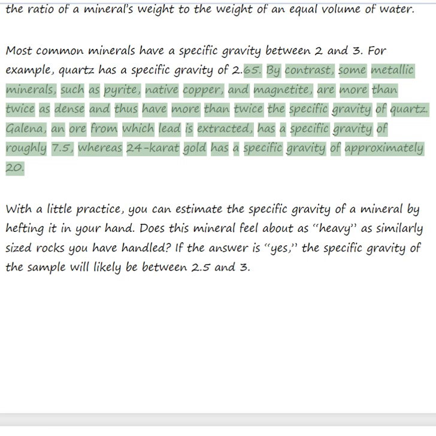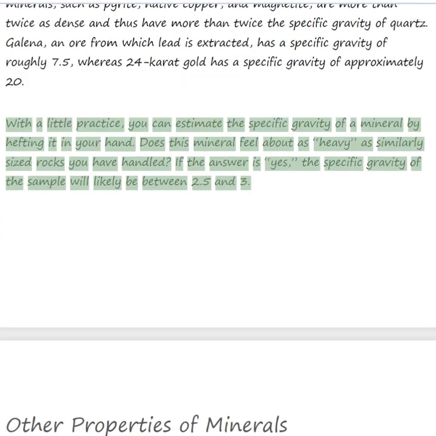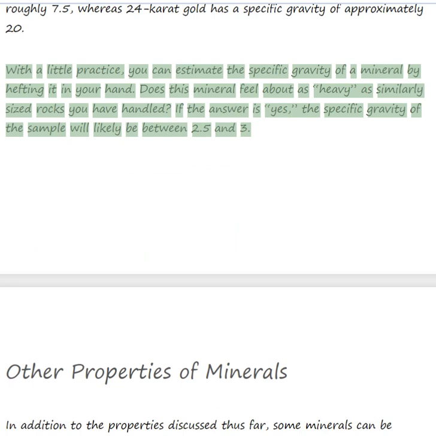Galena, an ore from which lead is extracted, has a specific gravity of roughly 7.5, whereas 24-karat gold has a specific gravity of approximately 20. With a little practice, you can estimate the specific gravity of a mineral by hefting it in your hand. Does this mineral feel about as heavy as similarly sized rocks you have handled? If the answer is yes, the specific gravity of the sample will likely be between 2.5 and 3.